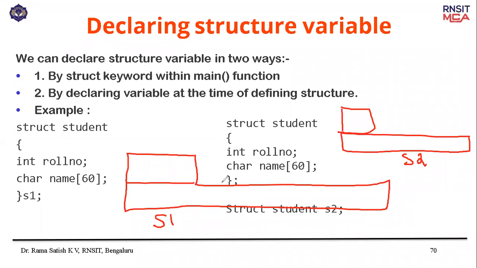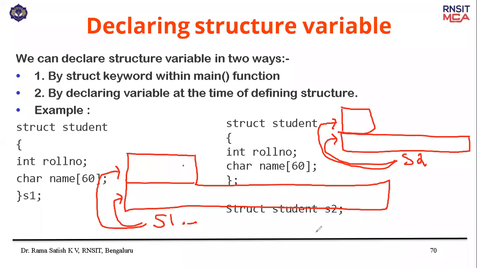Now, if I want to access the roll number, I write S1 dot roll number, and I can access it. In the same way, S1 dot name. Similarly, S2 dot roll number, S2 dot name. S1 and S2 get separate memory allocation in the memory.